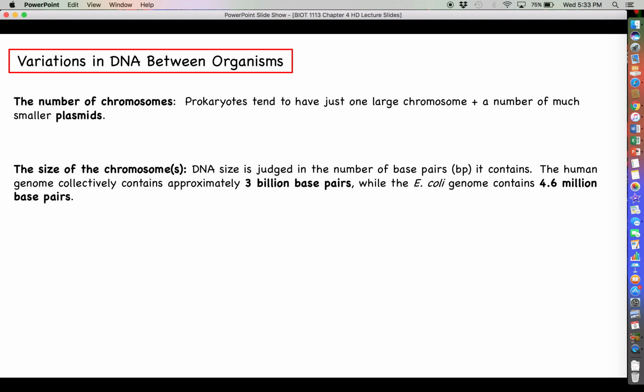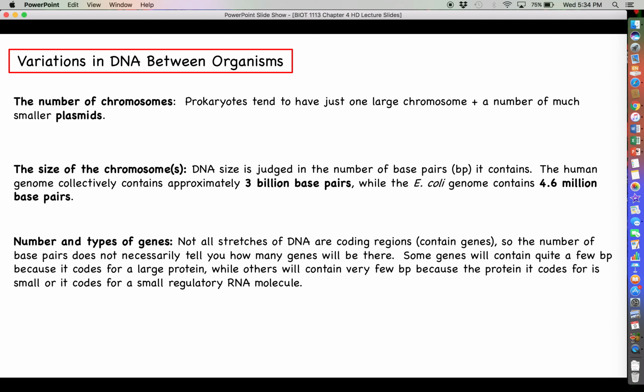Another thing that can vary from organism to organism is the size of those chromosomes, the size of the genome. We judge DNA size based on the number of base pairs it contains. The human genome contains approximately 3 billion base pairs. So all 23 of our chromosomes together add up to about 3 billion base pairs, while the E. coli genome is about 4.6 million base pairs. So the human genome contains almost 1,000 times more base pairs than does the E. coli genome. And that makes sense, right? We are much more sophisticated, much bigger organisms. We should have a bigger genome, right?